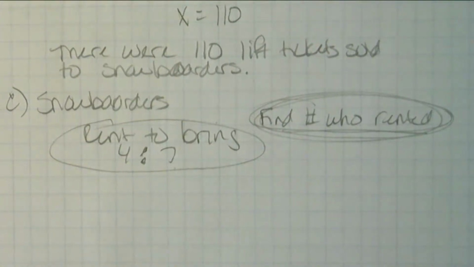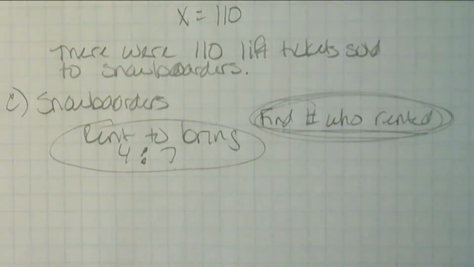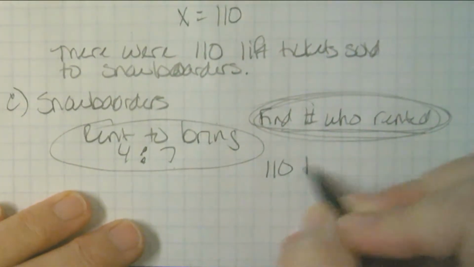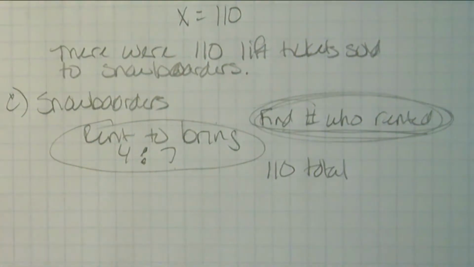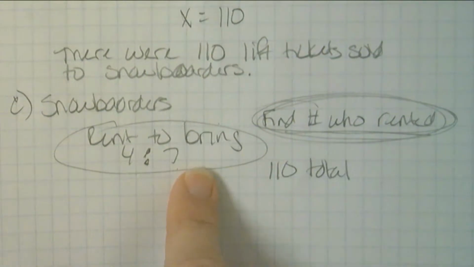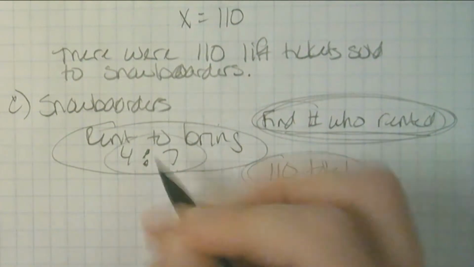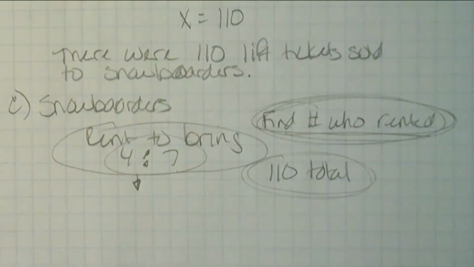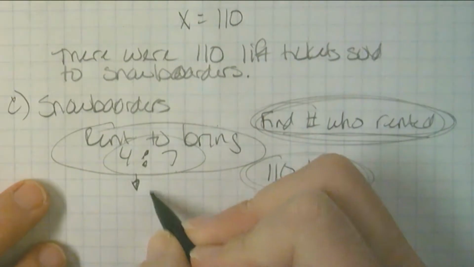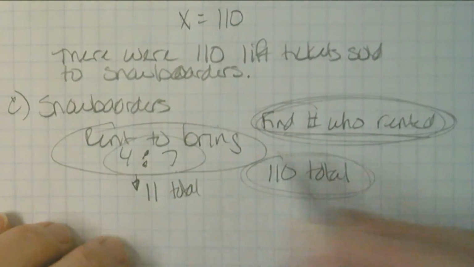What else do I know about my snowboarders? From all that we've done here, what else do I know about my snowboarders? Maya? Yeah, so we know that we have 110 total. So can't I do a similar thing with this ratio, the rent to the bring? Since I'm dealing with a total that I know, what's my total from this ratio? Ashley? That's 11 total.